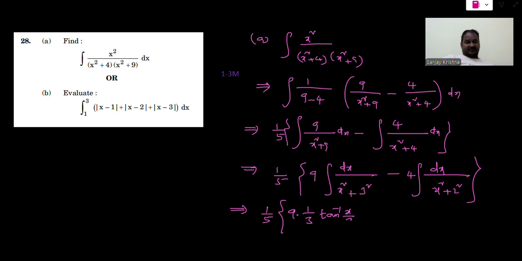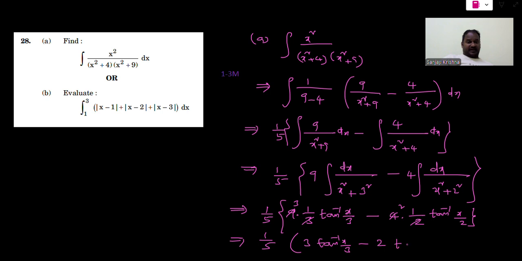x by a is nothing but x by 3, minus 4 into 1 by a, which means 1 by 2 into tan inverse x by a, which is x by 2. So finally, 1 divided by 5 times, 3 ones are 3 and 3 threes are 9, so this is going to be 3 tan inverse x by 3 minus 4, and 2 can be cancelled, 2 times, so 2 tan inverse x by 2 plus c.